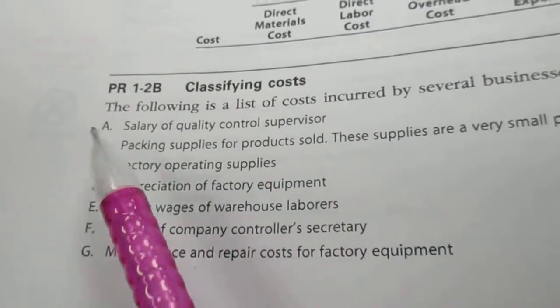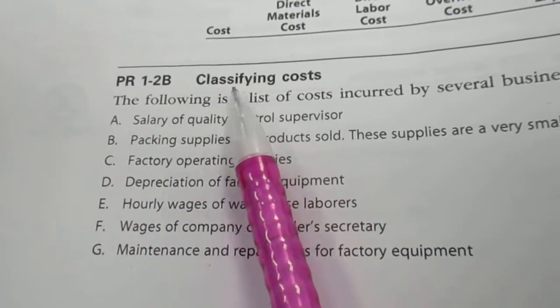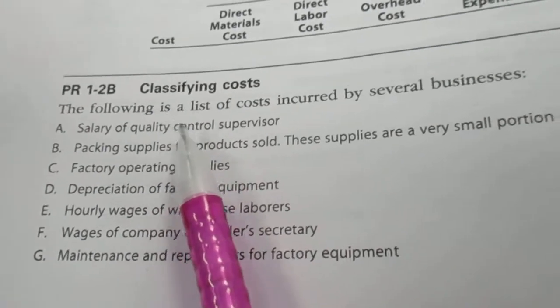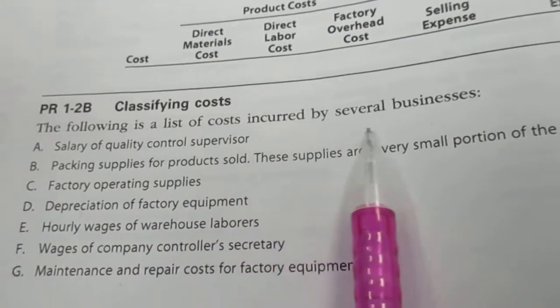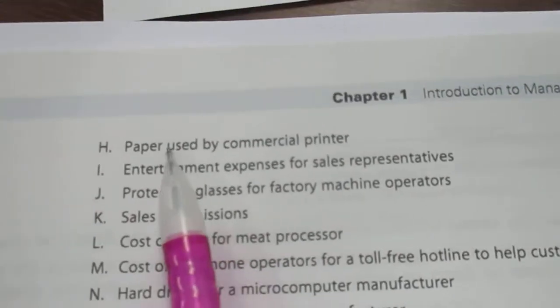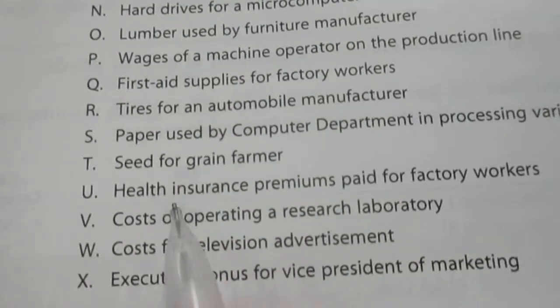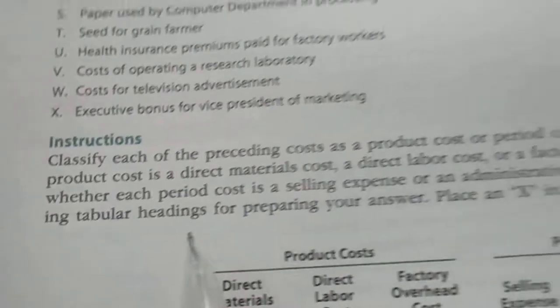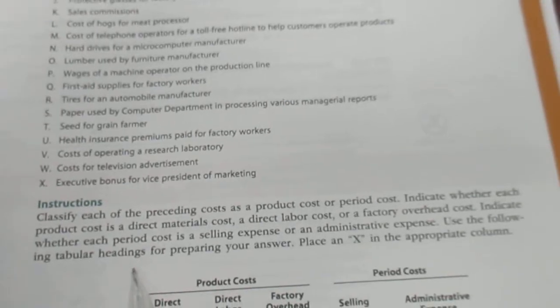Okay, we're going to be doing problem 1-2b, classifying costs. The following is a list of costs incurred by several businesses, and then we have all of these costs listed, A through G, and then back up here we have H all the way down to X, instructions. That's what we're looking for.